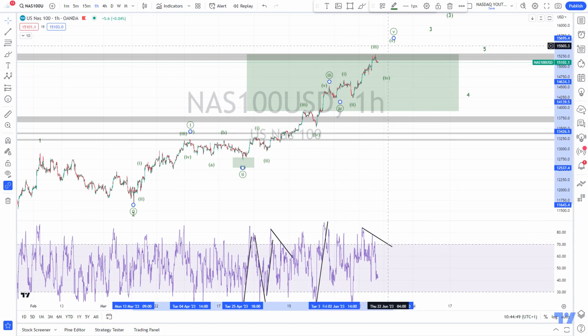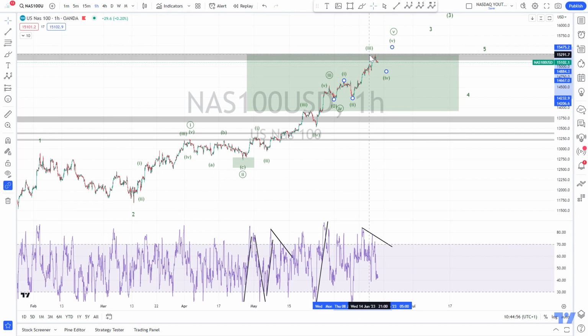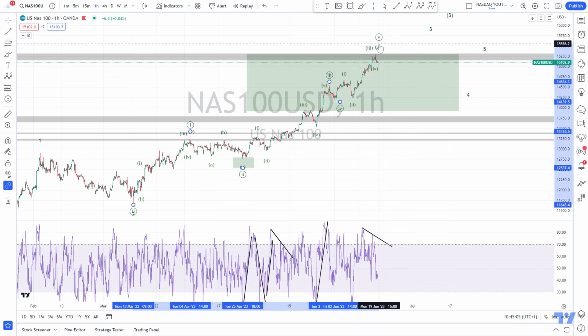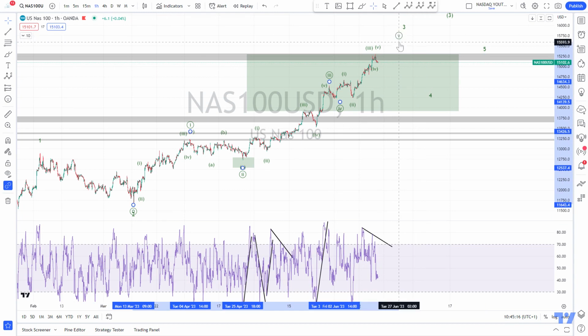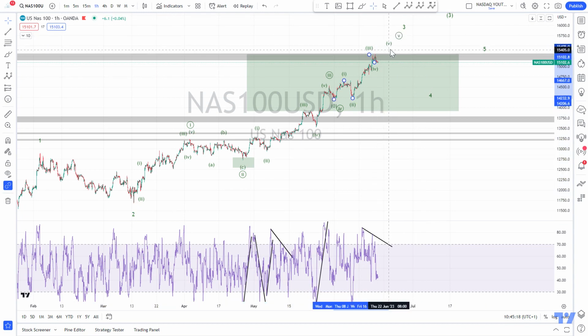And so here, yeah, the high could be counted as a 3, then a 4, something like this, that this is the 5 then of this 3, and that we will now do a wave 4. Could be, but it would look nicer if we did one more high, actually.